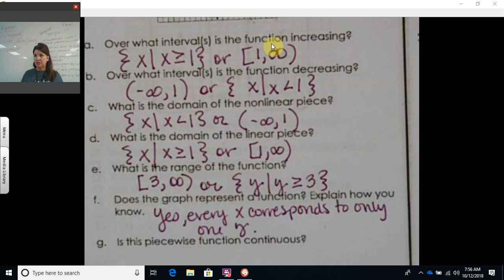If this were a homework question and you said passes the vertical line test, fine. It does. That's fine. Is this piecewise function continuous? No.